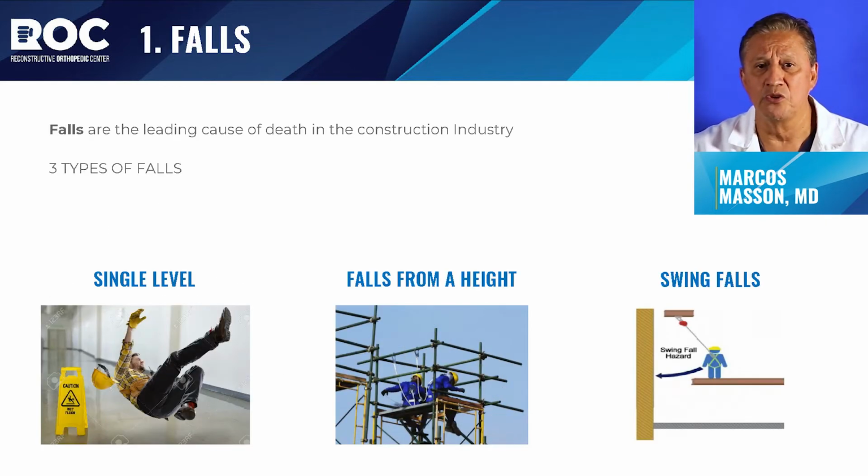Starting with falls, you should know that there are three types of falls. A fall that occurs on level ground, which is single level falls, falls occurring from a height, and then ultimately swing falls when you have a harness in place and you're at a height. We'll cover each of these.